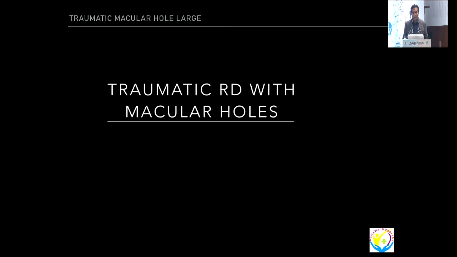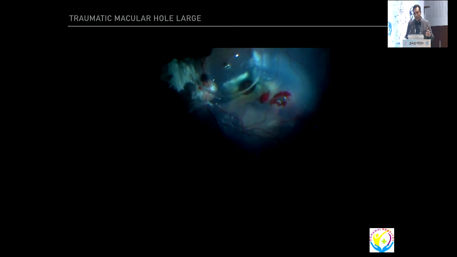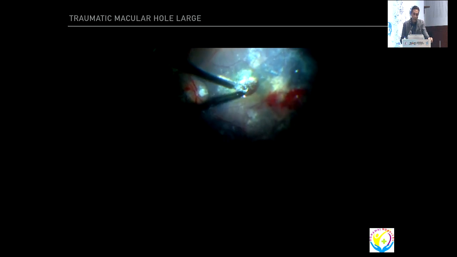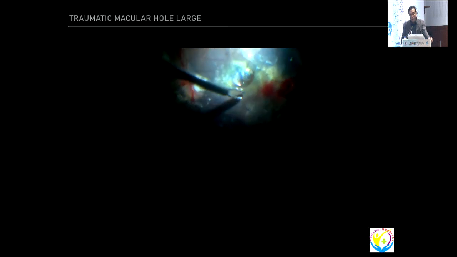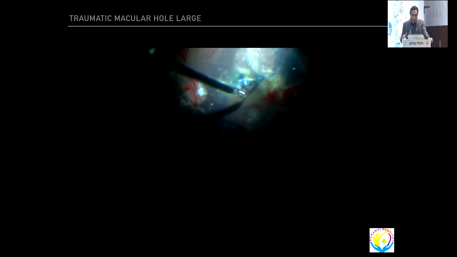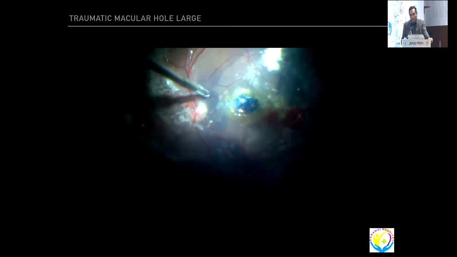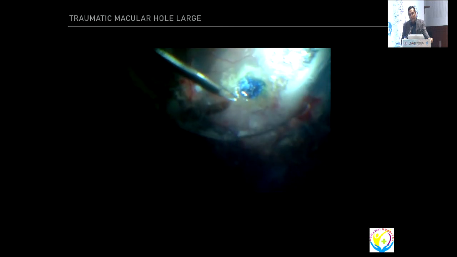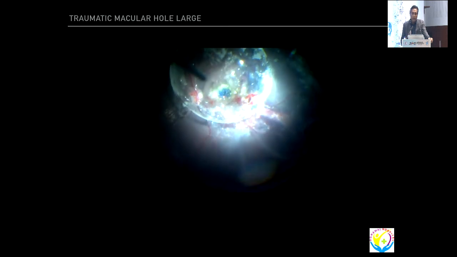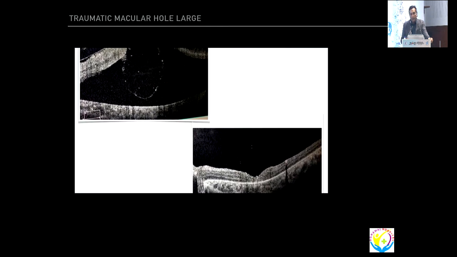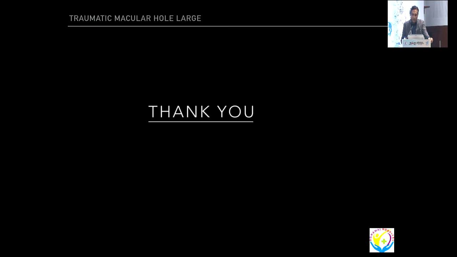So the last cases, of course, some traumatic RDs are associated with the macular hole, and this one was a very large macular hole. And this is the technique we usually do. We peel the ILM in a broad-based fashion and under the PFCL, and you see that we are fashioning the flaps very near the arcade and turning them over the hole. You don't need to stuff them into the hole, but on the PFCL, they stick well inside the hole. The patient did fine, anatomically at least, in the post-op period.